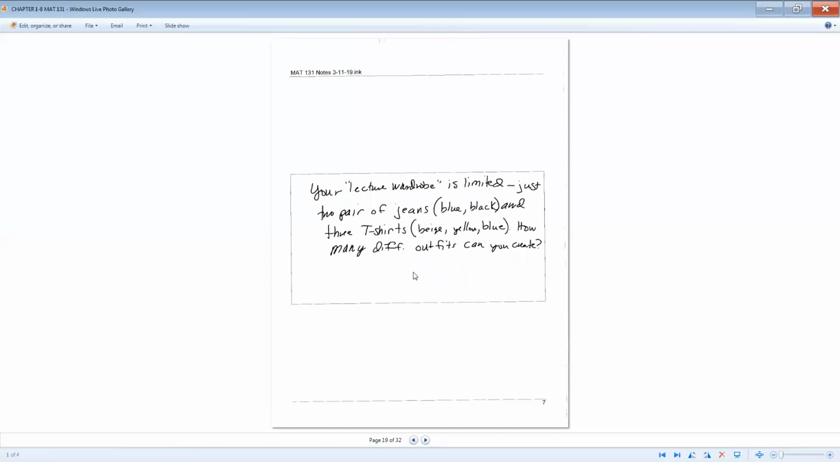All right, one more. Your wardrobe is limited. Just 2 pairs of jeans, blue and black, and 3 t-shirts: beige, yellow, blue. How many different outfits can you create?